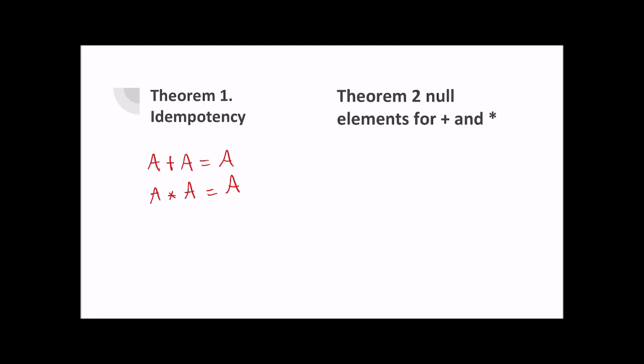Theorem 2, null elements for addition and multiplication. This theorem tells us that it doesn't matter what you have, a plus 1 will be 1 every time. And if you have a times 0, you will have 0.